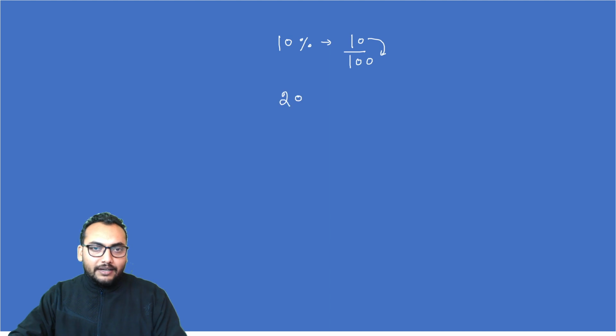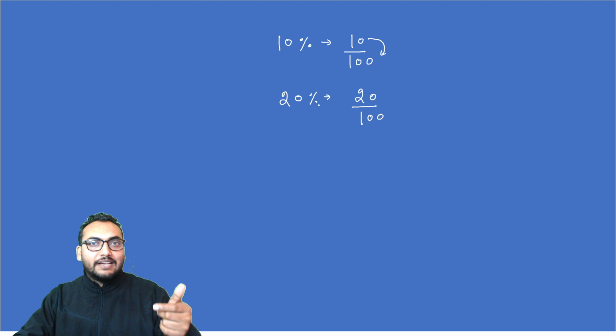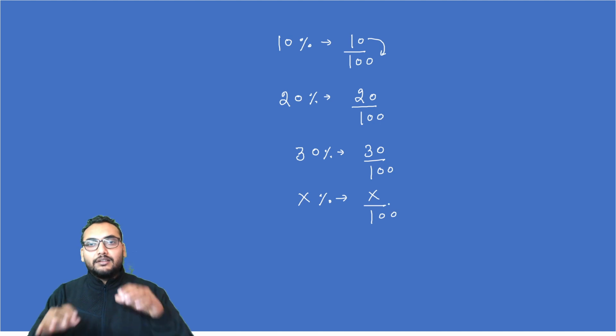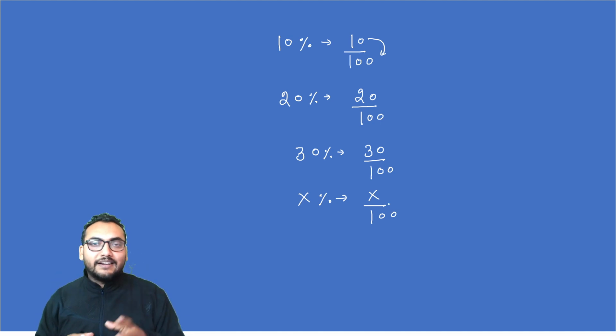If I'm saying 20%, now you will be thinking how we can write 10% as 10 by 100 and how we can write 20% as 20 by 100. I will let you know that also, but after some time, okay? So if I'm talking about 20%, that means I'm saying 20 out of 100. If I'm saying 30%, in the same way I will say 30 out of 100, right? If I'm saying x percent, again I'm saying x out of 100, right? So in this way we can say something out of 100 is called percentages.